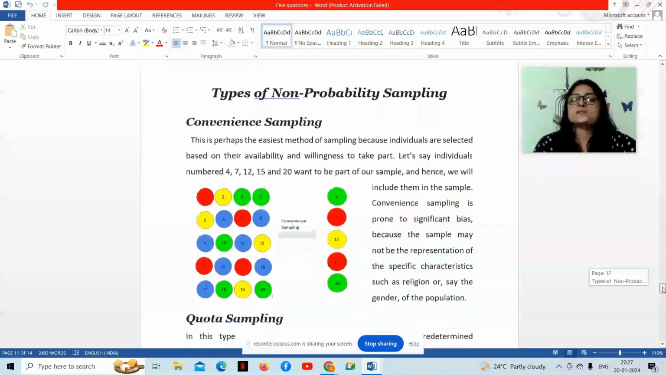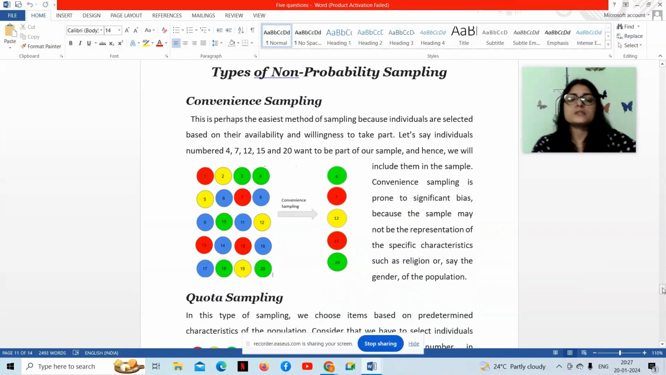Now move to the types of non probability sampling. As I told you, in non probability sampling there is no equal chance of selecting each and every individual. So first is convenience. As the name suggests, it is according to the convenience of the researcher. Let's say individual number 4, 7, 12, 15, and 20 want to be part of our sample. Hence, we will include them in the sample according to our convenience.